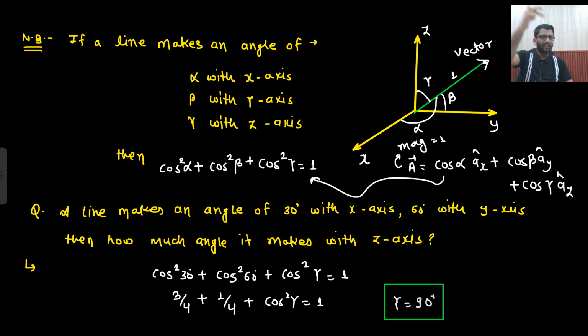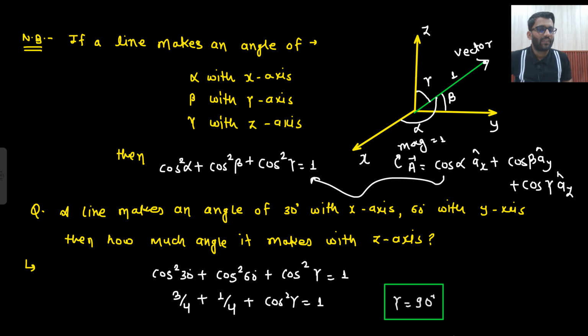A vector is there, alpha, beta, gamma. So how can I write this vector? 1 cos alpha ax cap plus 1 cos beta ay cap plus 1 cos gamma az cap. The component of this vector on x axis, on y axis, on z axis: ax cap, ay cap, az cap. I am assuming the magnitude to be 1. So cos square alpha plus cos square beta plus cos square gamma is equal to 1.